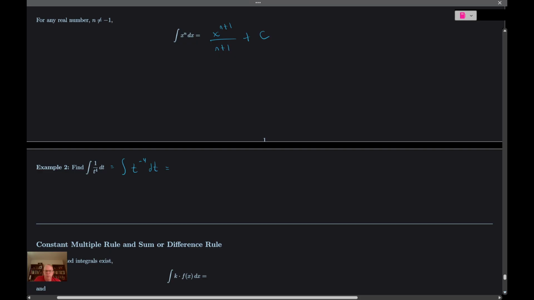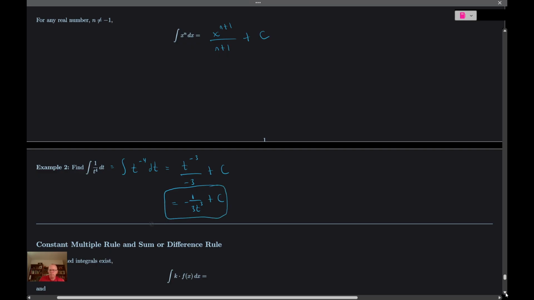So we're just going to follow this formula. So n is negative 4. So we need to add 1. So that would make it t to the negative 3. And then we divide by this new exponent plus c. And if we want to rewrite this, we could write negative 1 over 3t cubed plus c. And that would be our answer. Probably either one would be fine, though.